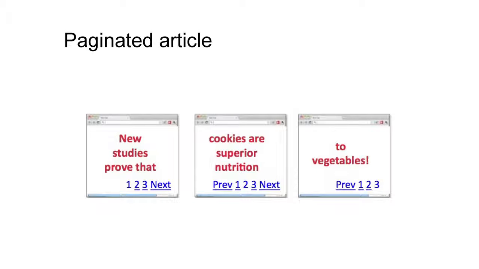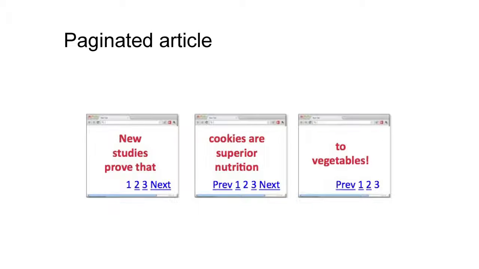Paginated content exists throughout the web, and I'm going to cover two of those common cases. One is a paginated article. So let's say you go to your favorite content site and you see the breaking news story: new studies prove that cookies are superior nutrition to vegetables. And that would be quite the story. But your favorite site might not put this all on one page, but instead paginate it into several component pages. Now this one article has become 3. And this is an example of paginated content articles.